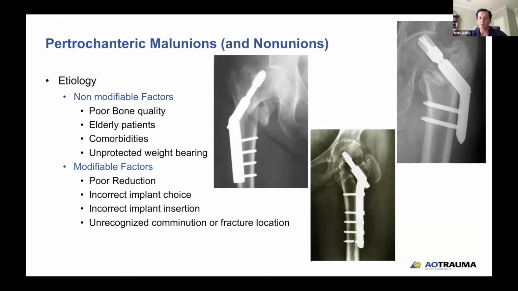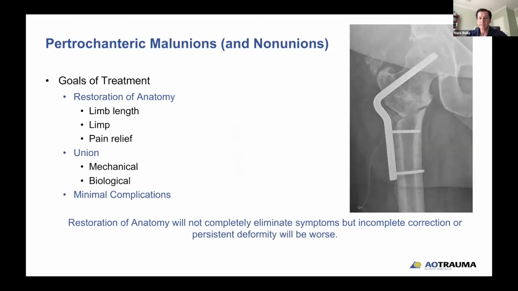But so much of the reason that we see pertrochanteric malunions and non-unions are modifiable, and that is that the reduction achieved is poor initially. The implant choice may be incorrect. The implant may be inserted incorrectly, or the surgeon may not recognize comminution posteromedially or fracture characteristics that lead to an increased rate of failure. But the thing is that it doesn't just happen in old people, it happens in young patients as well.